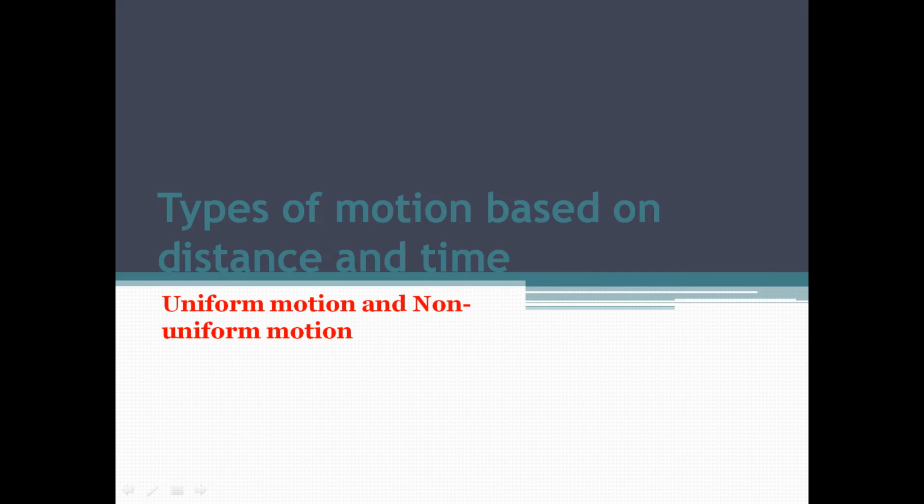Hello students. In the previous video we had discussed distance and displacement. I hope you have taken down the notes of distance and displacement. This video also I have made in the form so that you can copy down the notes. In this video we are going to discuss the types of motion based on the distance covered and the time traveled. On the basis of that we have two types, uniform motion and non-uniform motion.